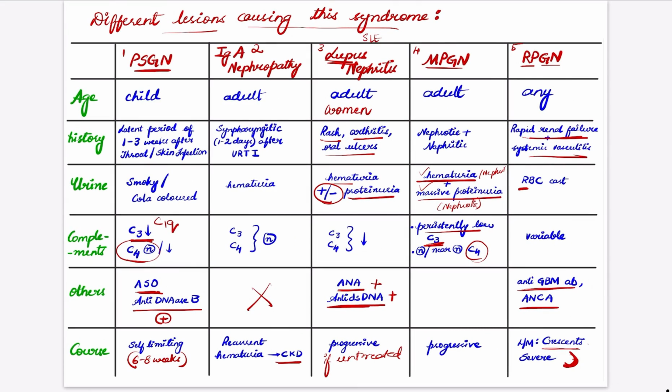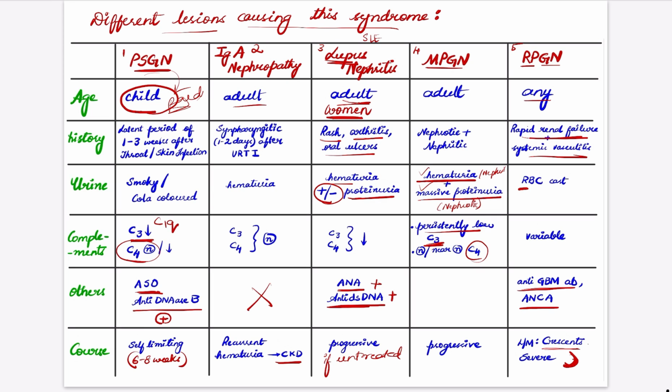So after completing this table, let us once again revise it. As we have discussed, for this particular chart, in PSGN the more common age group is children. For others, it is mostly adults. Lupus nephritis, being autoimmune, is more common in adult women. RPGN has no age specification; it can occur at any age. So PSGN is the only pediatric age group, peds PSGN.